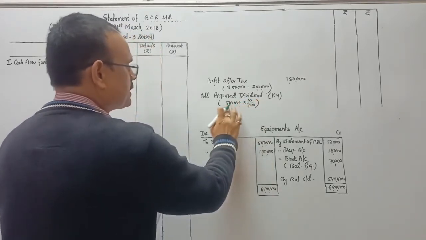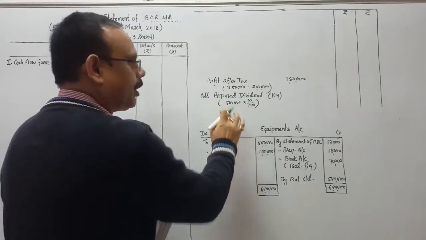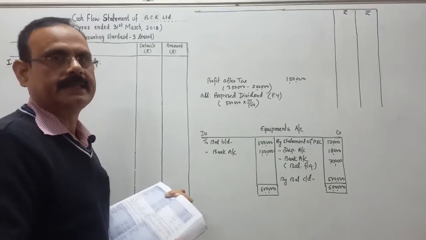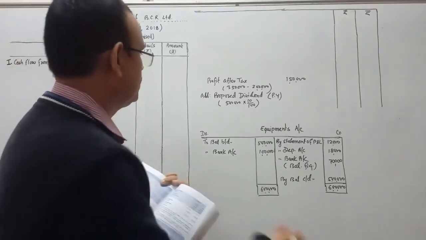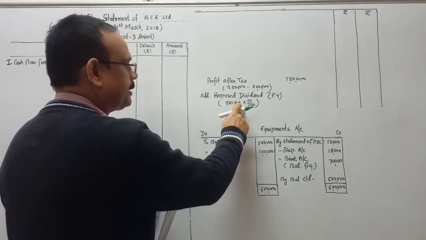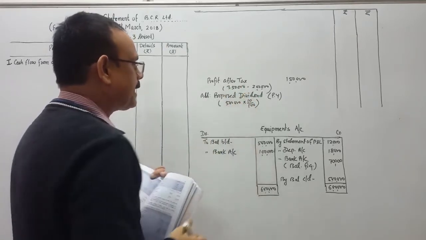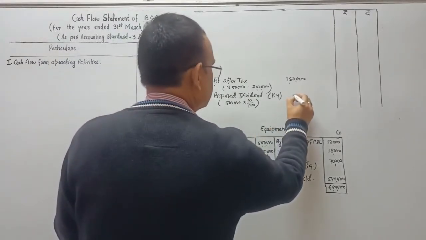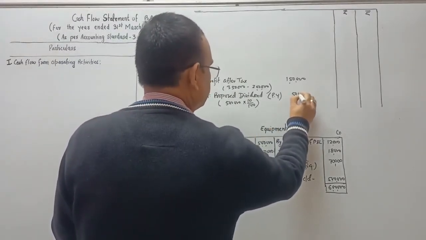This 5 lakh is what? This is the share capital of the previous year, 31st March 2017, at the end of the previous year. So at the end of the previous year, we will calculate the dividend of the previous year. The rate is 10%, so the dividend is 50,000.